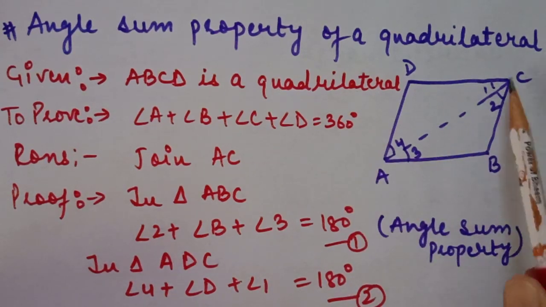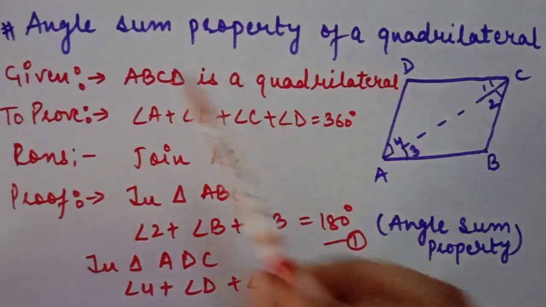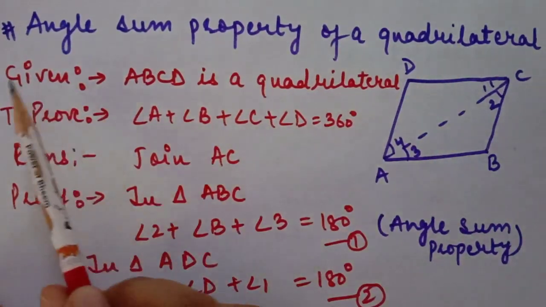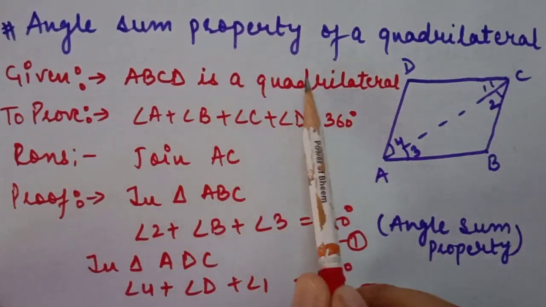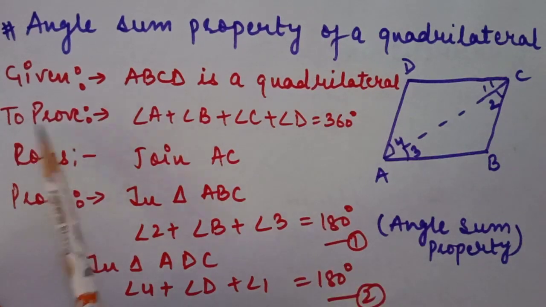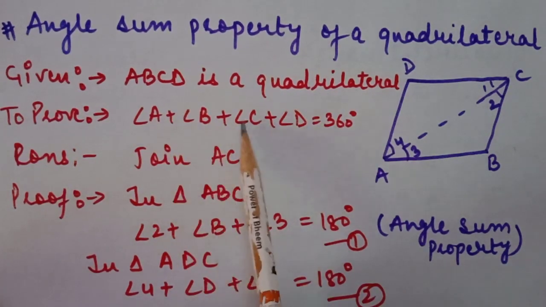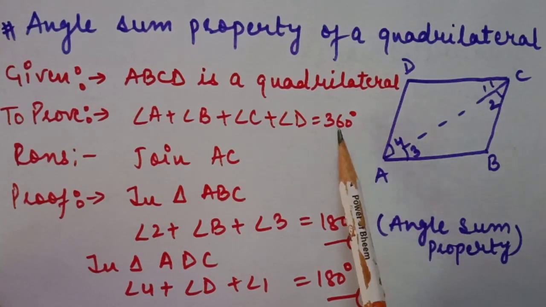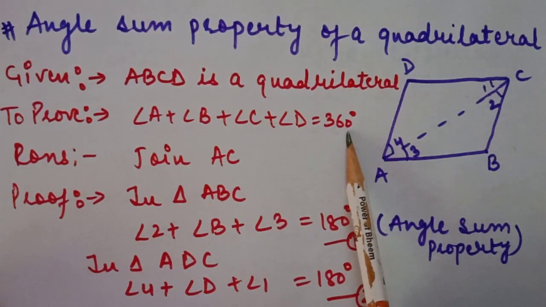We have a quadrilateral ABCD. We have to prove the angle sum property of a quadrilateral. So what is given? ABCD is a quadrilateral. We have to prove that angle A, angle B, angle C, angle D, the sum of all 4 angles, is equal to 360 degrees. This is the angle sum property of a quadrilateral.